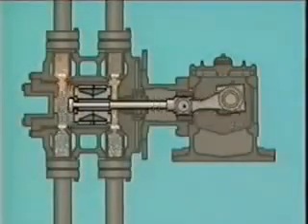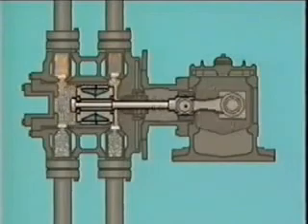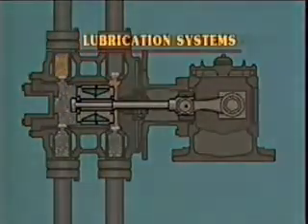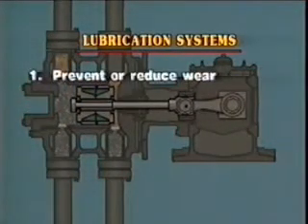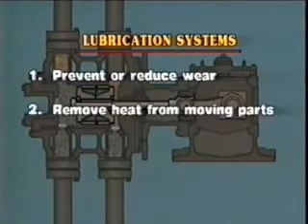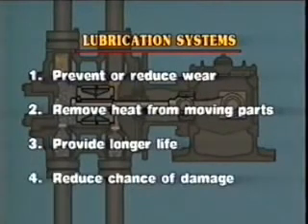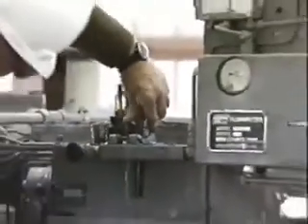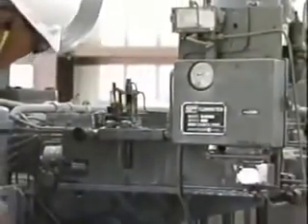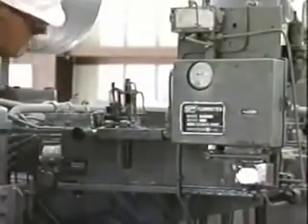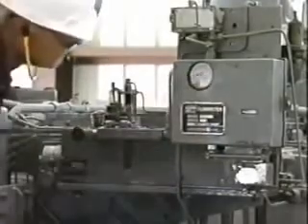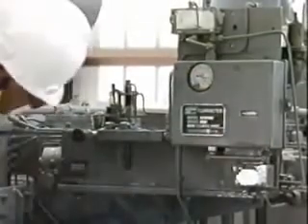Earlier, we talked about how important lubrication is to various parts of compressor operation. Lubrication systems prevent or reduce the wear of components due to friction, and these systems remove heat from the moving parts, providing longer life and less chance of damage to equipment. To stay effective, the lubricants should not be allowed to deteriorate or become contaminated. Lubricant levels, temperatures, and pressures should all be maintained within manufacturer's specifications.